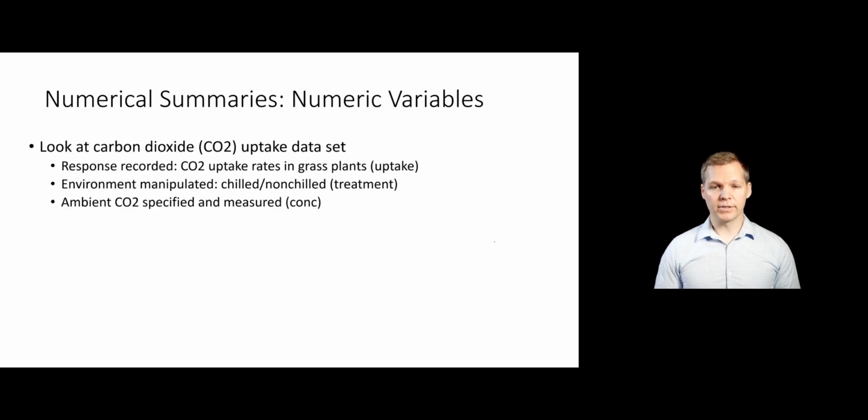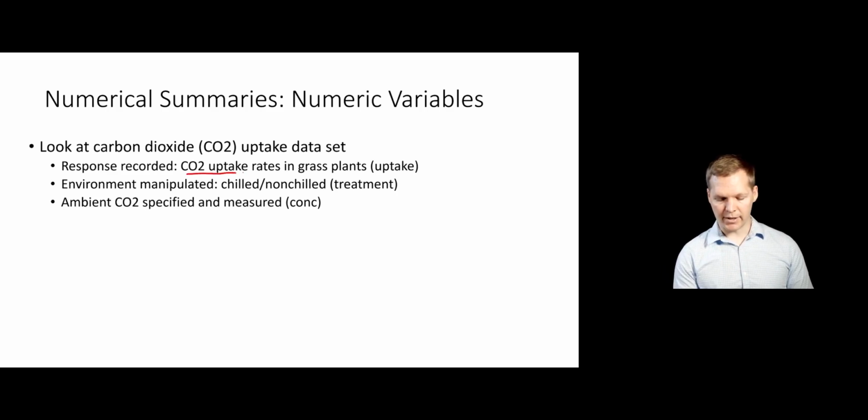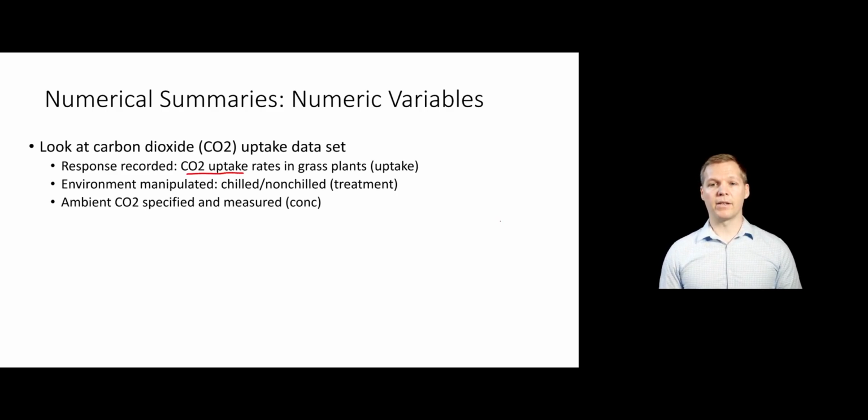We need a data set, of course. In this case, we'll read in a new data set that we haven't done before, and this is a data set on carbon dioxide uptake in grass plants. So the response was the CO2 uptake, so this was numeric. And there were a couple variables measured with this study. Some of them were categorical, some of them were more numeric in nature.